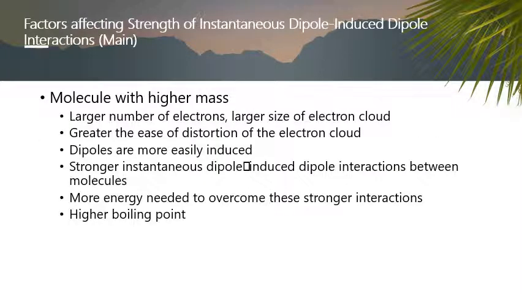How does it change? Now, instantaneous dipole-induced dipole interactions have different strengths based on their mass. For molecules with higher mass, they have larger electron clouds, therefore easier to distort, stronger induced dipoles, and therefore stronger instantaneous dipole-induced dipole interaction, so they have higher boiling points or melting points.